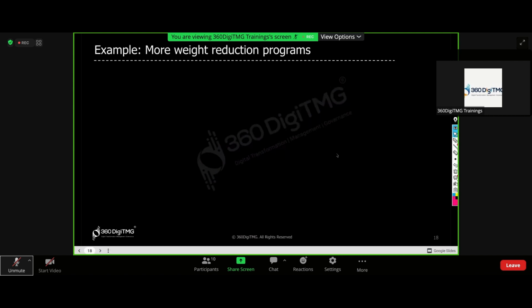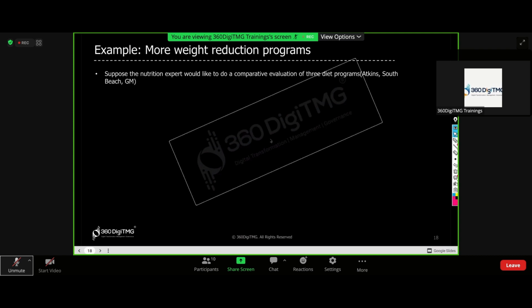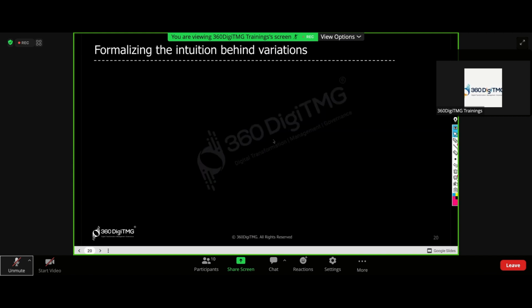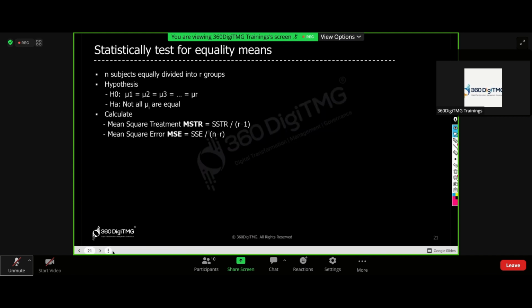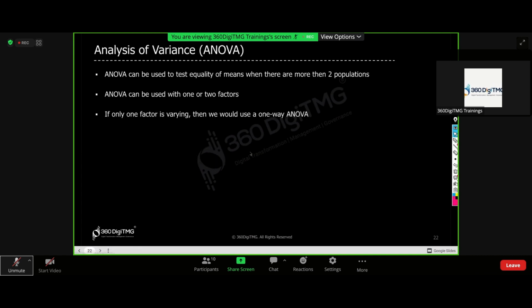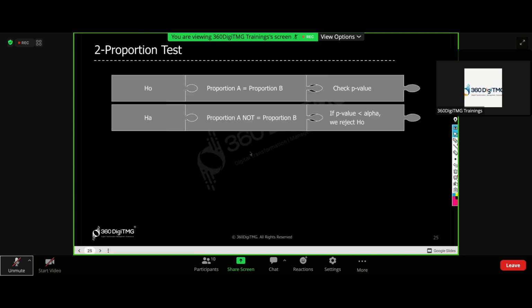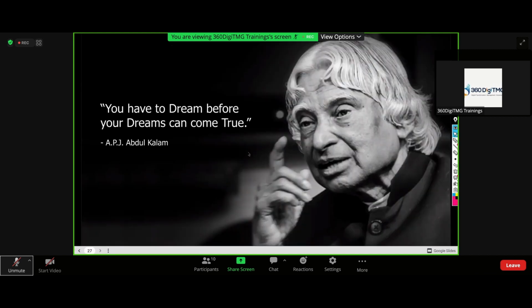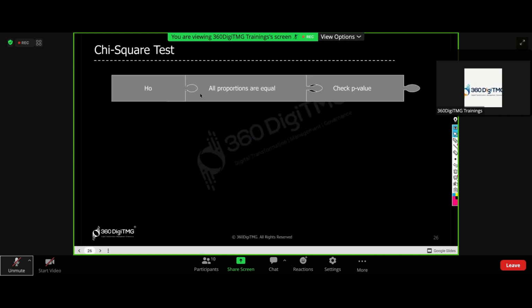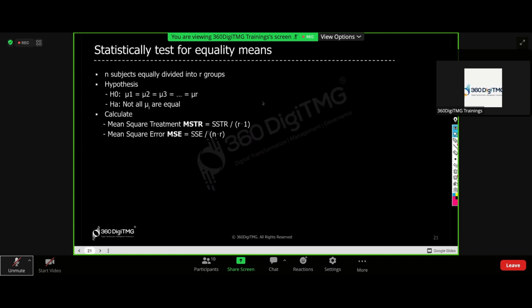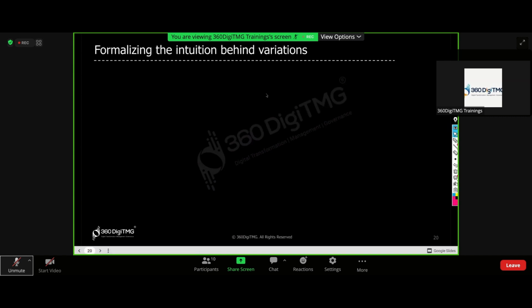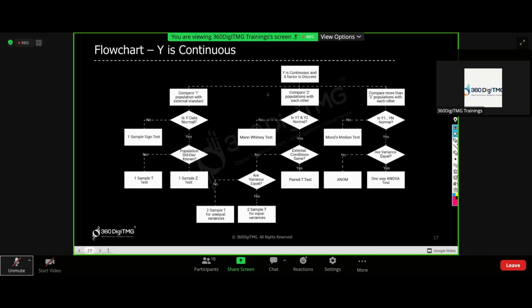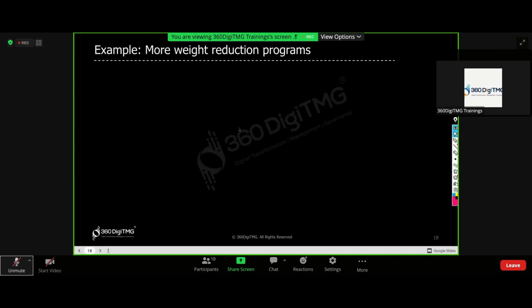This is also the same. Okay. So this was ANOVA. This is the same graph.